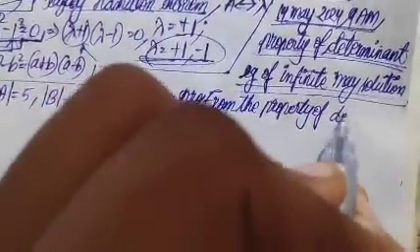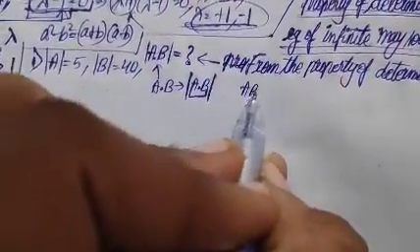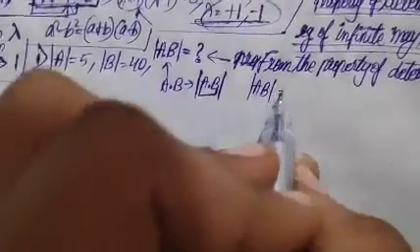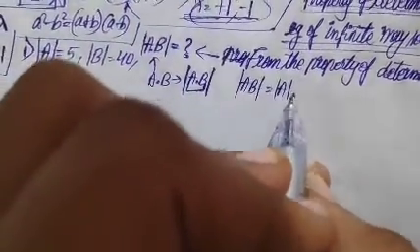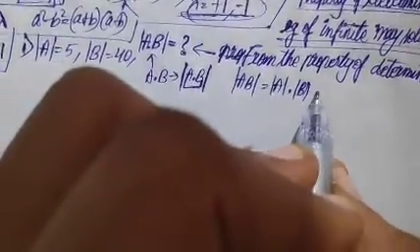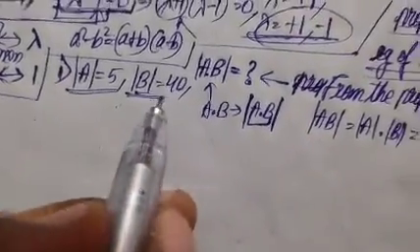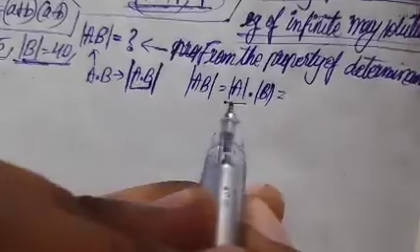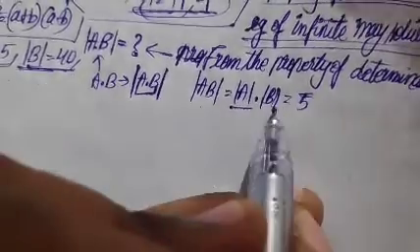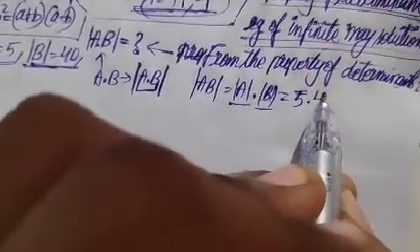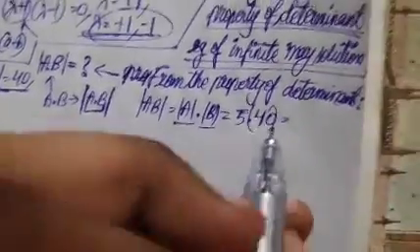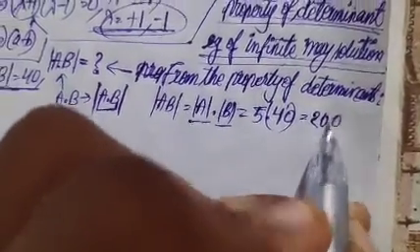From the property of determinant, the determinant of A times B equals the product of the determinant of A multiplied by the determinant of B, and it's given that the determinant of A is 5 and the determinant of B is 40. So the determinant of this square matrix is 5 and the determinant of the B matrix is 40, and this equals 200.